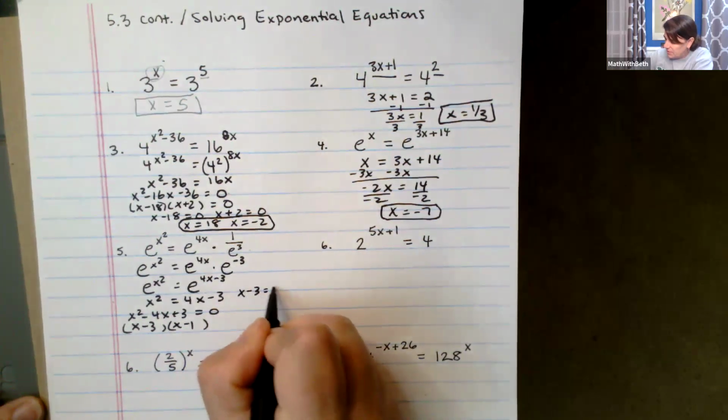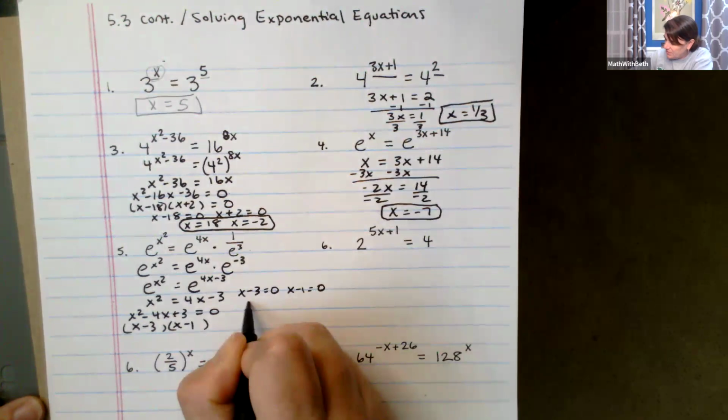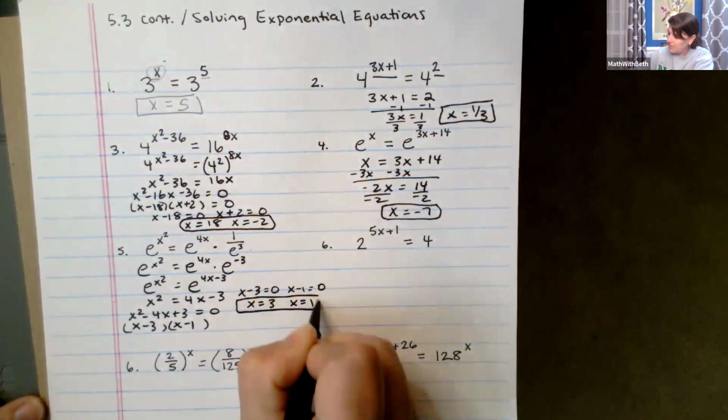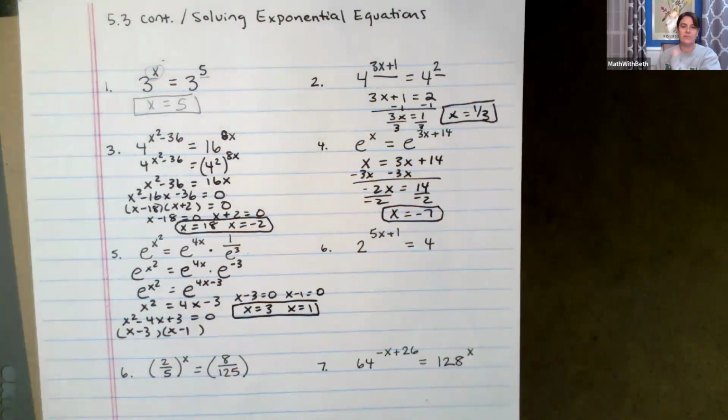So x minus 3 and x minus 1 are my factors. So if I set them both equal to 0 and solve, I would get positive 3 and positive 1.